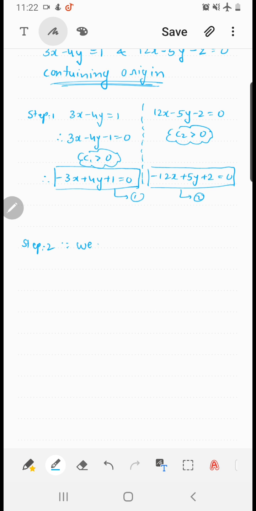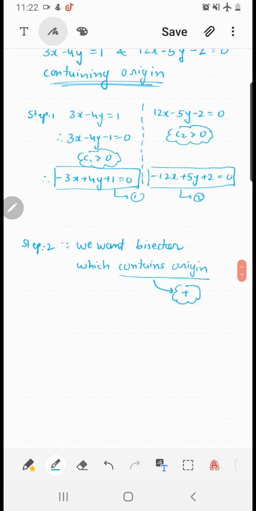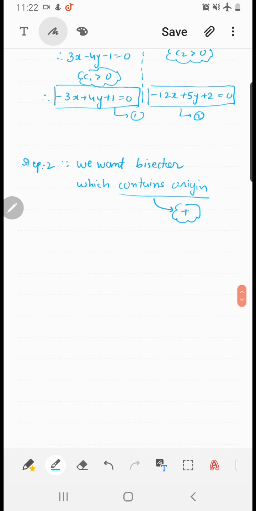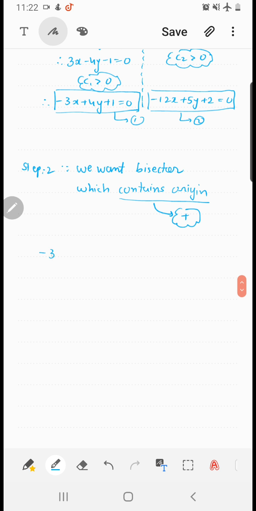Since we want the bisector which contains the origin, as I said, containing the origin says plus sign. So we use the formula which says take the first equation. I repeat again, do not take the original equation, take the one which we highlighted.